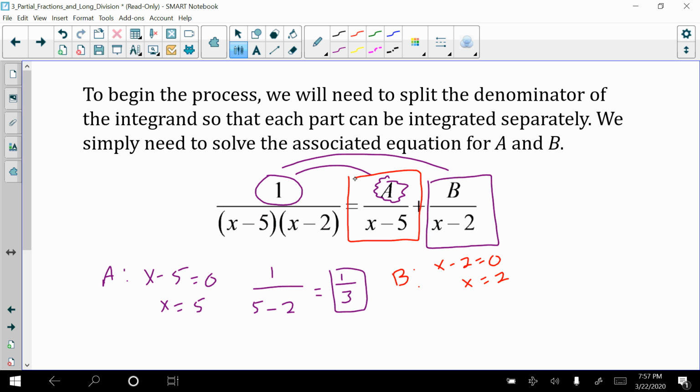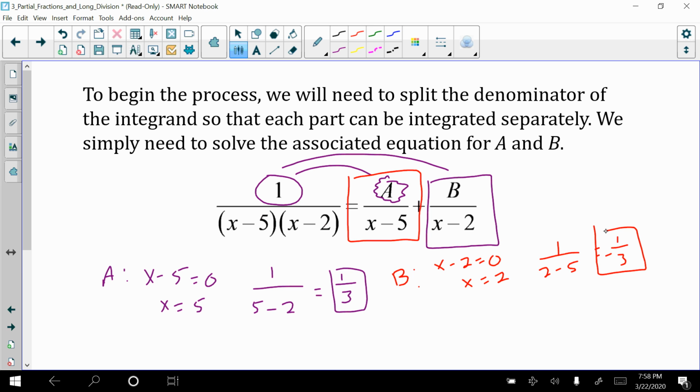Again, whatever the numerator is, I just use the numerator as given to me. In this case, the numerator is a 1. And I'm going to substitute the 2 anywhere I have an x. So in this case, I'm going to say 2 minus 5, which would simplify to be 1 over negative 3. And that would be the number that I would substitute for the B value of the expression. And that's what our partial fraction decomposition would look like.